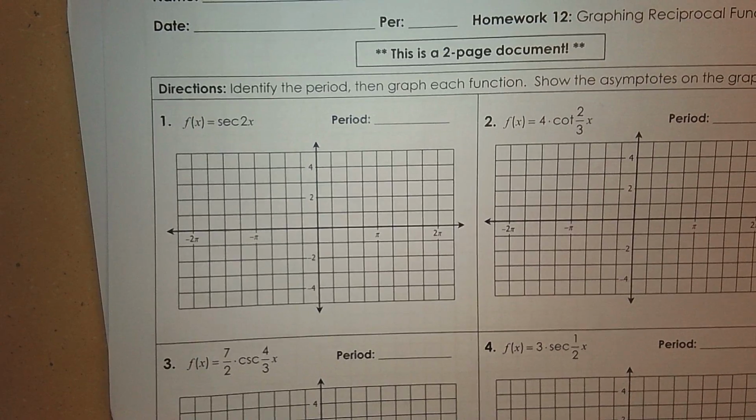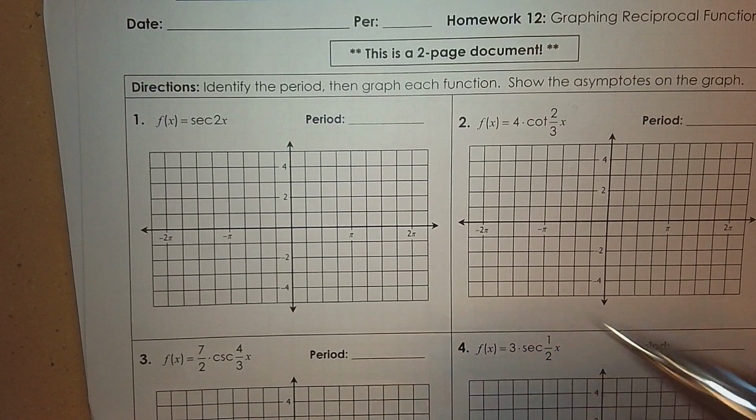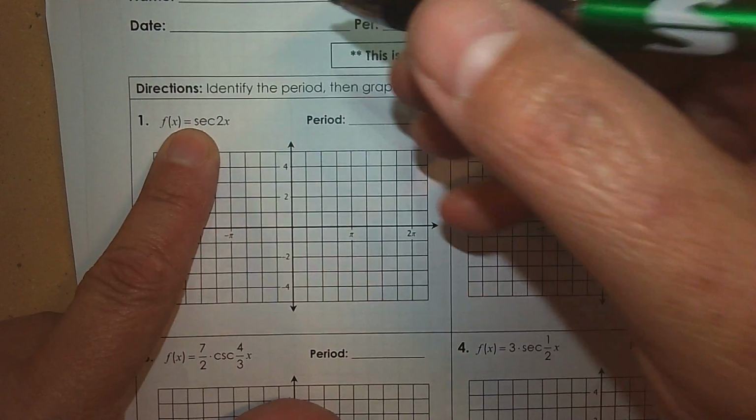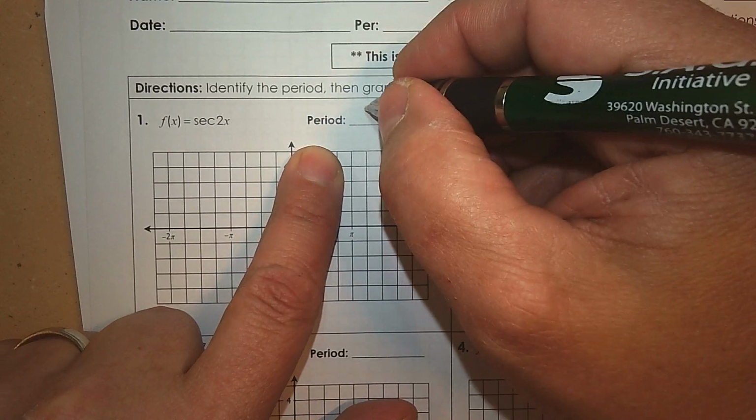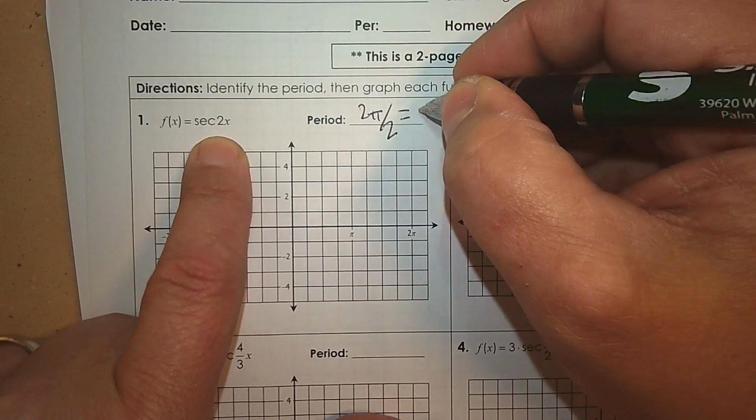All right, here's your homework for graphing secant, cosecant, and cotangent. So let's get started. Secant, so just the period for now, it would be 2 pi, but inside we're multiplying, so we're going to divide to undo it, so the one period is pi.